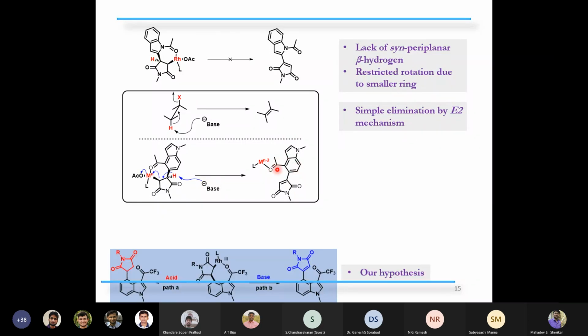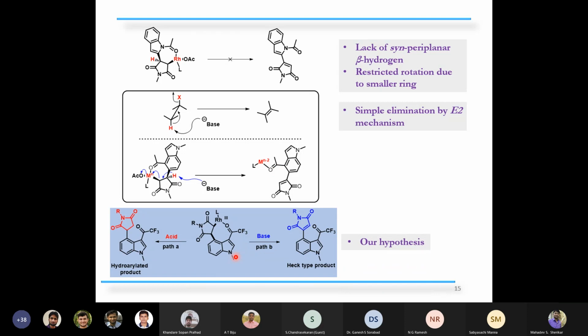So with this idea, by using this base condition and the CH activation condition, we can couple maleimide at the C4 position of indole by using COCF3 as a directing group, and on the other hand, by using acid, we can quench this metallocycle so that we can get the hydroarylated product. So we thought that just by switching the additives, we will get two different kinds of products.